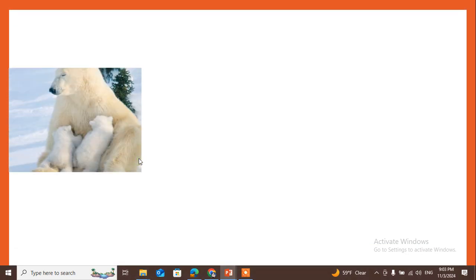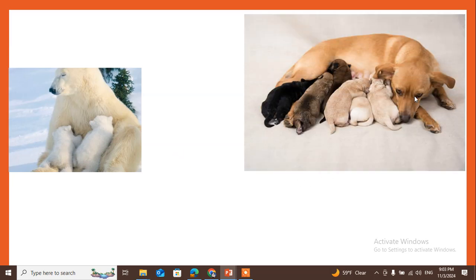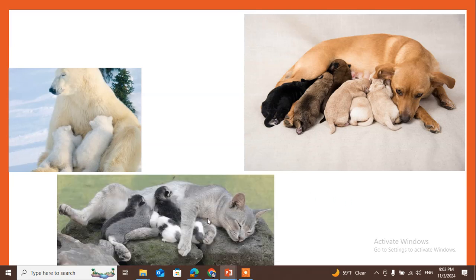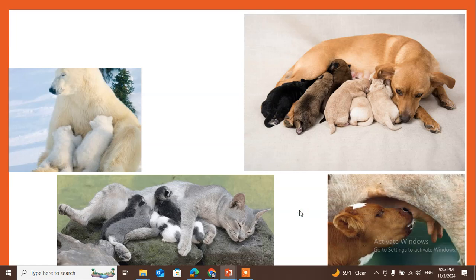Okay. Now look at this picture. This is a polar bear, right? This is a dog. Now, what are they doing? Look at this cat here. And this baby cow. They are drinking milk, right? These animals are mammals. What are mammals? They are animals that give birth and breastfeed their young ones or their offspring, their babies.